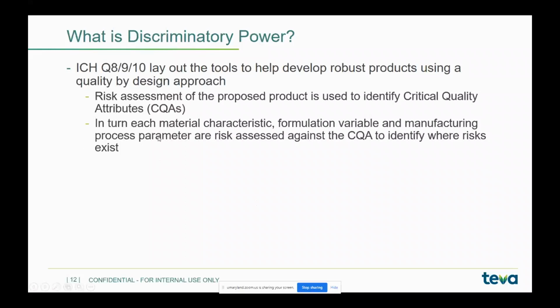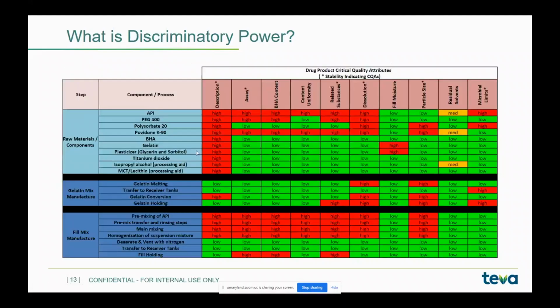But what we do is walk through the formulation, walk through the process, and identify and assign a risk to each step as to whether it could impact the drug release test. So this is an example pulled together by one of our project teams for a capsule product.